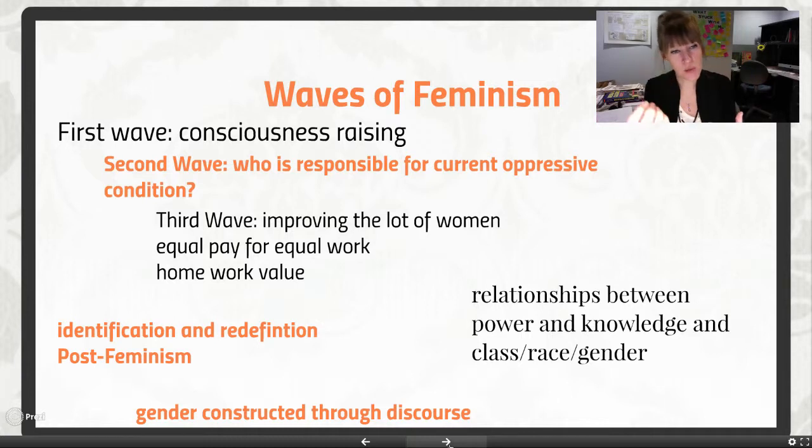Second wave feminism moves a little bit further and says, okay, so we've gotten to the point of consciousness raising, we're a little bit more aware, we need to start asking who's responsible for our current oppressive condition. Why are we still oppressed? Why are we still stuck in these roles? Third wave feminism looks to improve the lot of women. So their big mantra: equal pay for equal work. How do we value the work that is actually done at home? And these are still issues that are debated very heavily today.